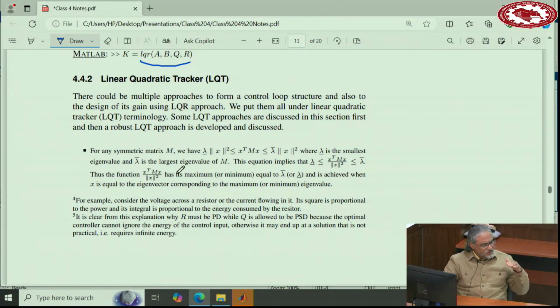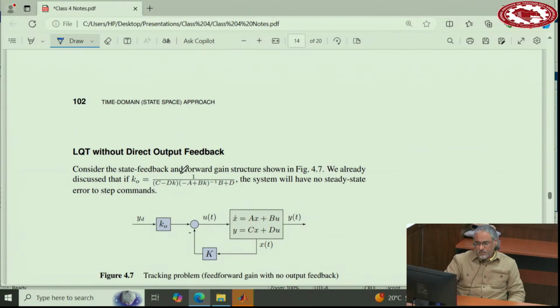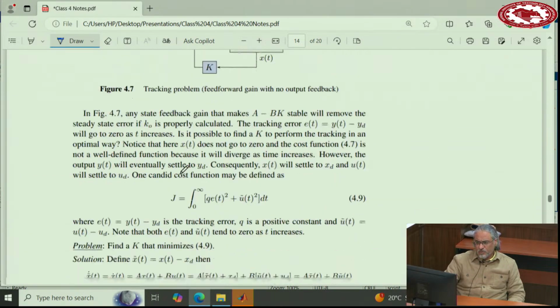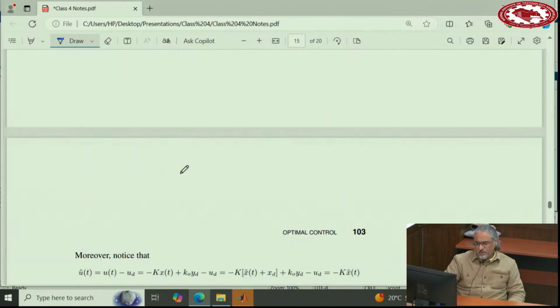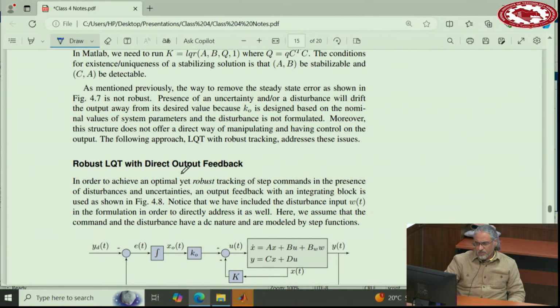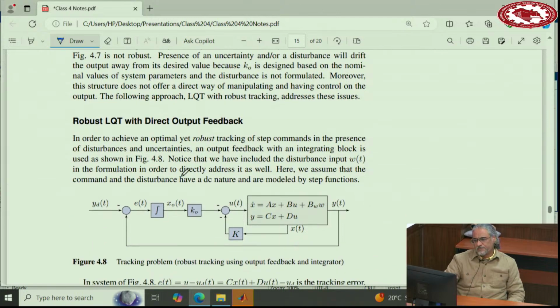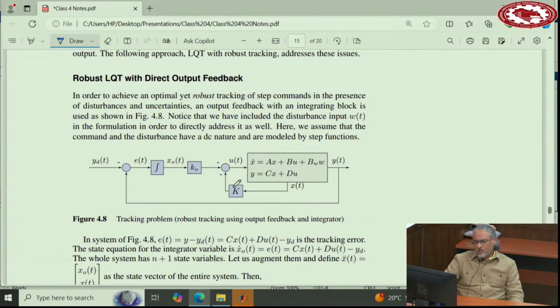Okay, so now this linear quadratic regulator, LQR, was a very special case where we want the state variables of the system to go to 0. What about tracking? Because in practice we are interested in tracking. We want the state variables to go to some non-zero values. So for tracking, let me go to this scenario here. For tracking now, let's say we want this y to track yd.